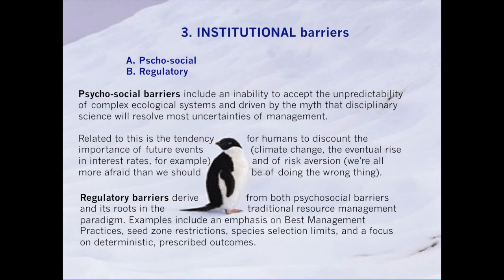And finally, there are institutional barriers, what I call psychosocial and regulatory barriers. And I'm only going to discuss these briefly because Brett will talk about barriers later. Psychosocial barriers include an inability to accept the unpredictability of complex ecological systems, driven by the myth that disciplinary science will resolve most uncertainties of management.